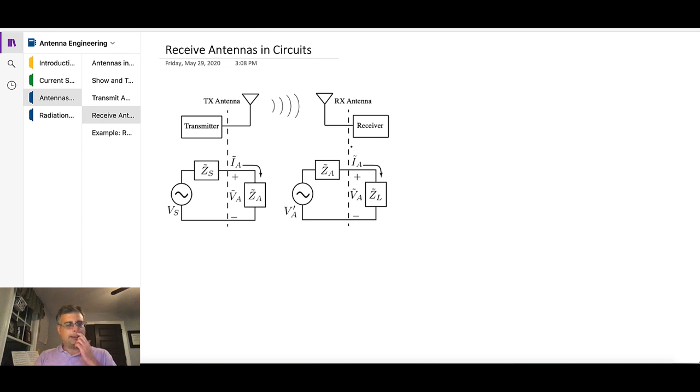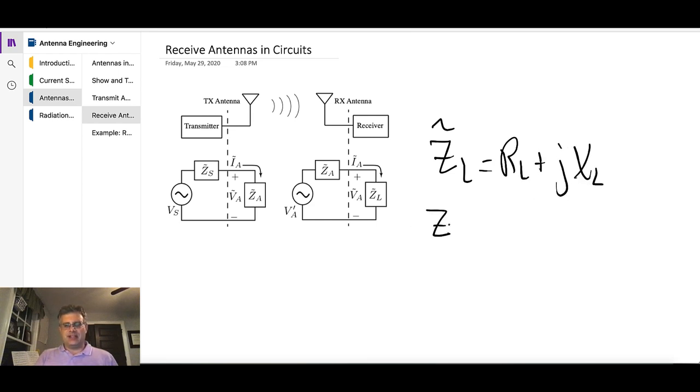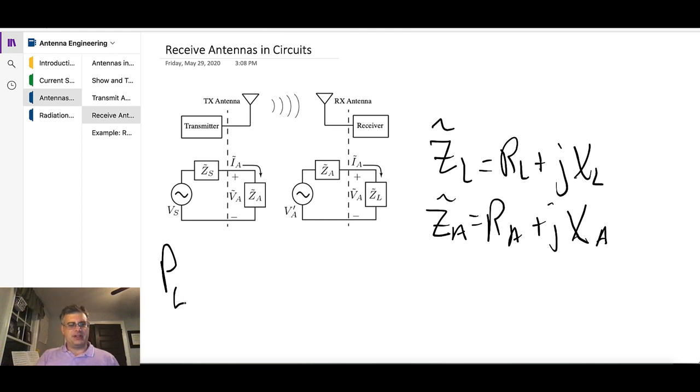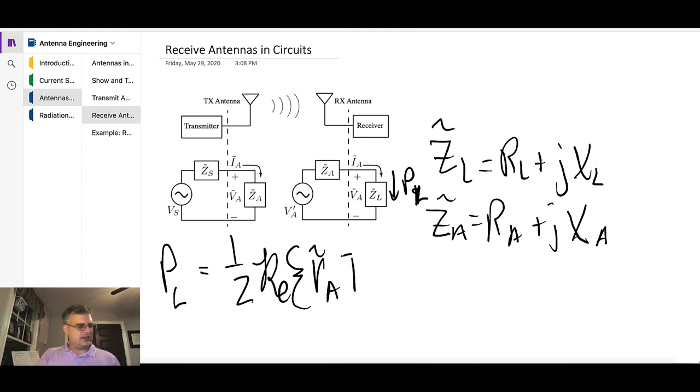So on the receive antenna side, we've got Z sub L, which will be a load resistance plus some sort of load reactance. And we have the exact same Z sub A equals R sub A plus j X sub A. Again, we'll use the exact same load formula. In this case, we're going to say, what is the power delivered to the load? P_L is going to be 1/2 the real value of V_A, the voltage across the terminals of my load, or the terminals of the antenna, times I_A complex conjugate.